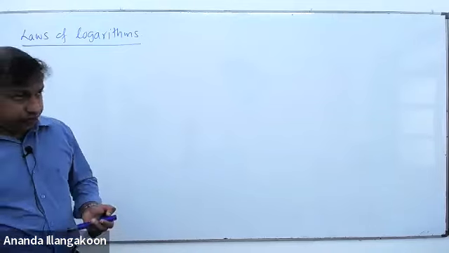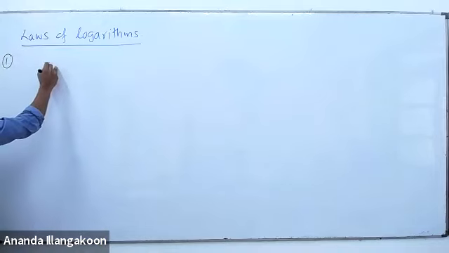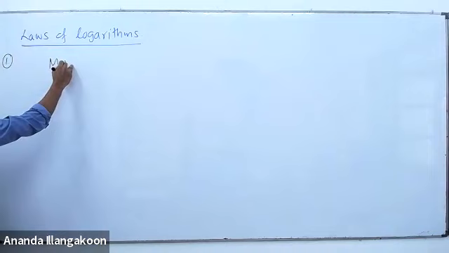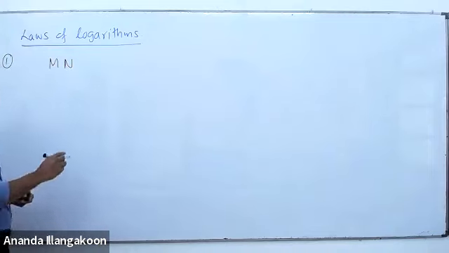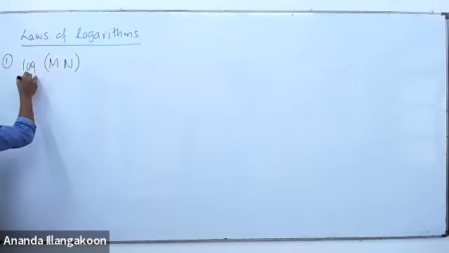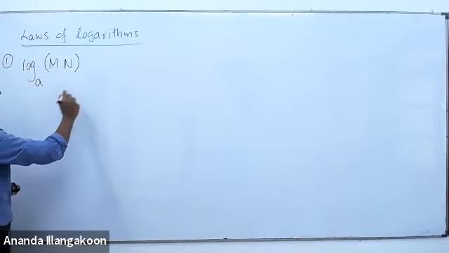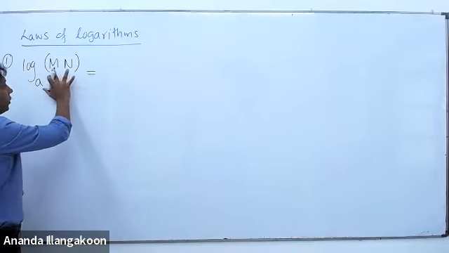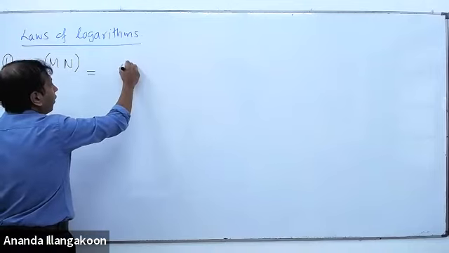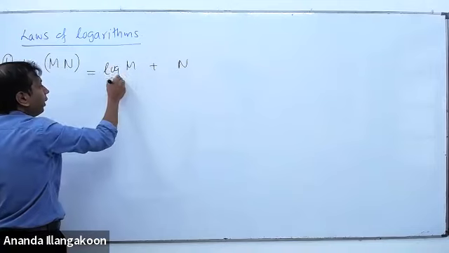The first law is this, people. We have two numbers, m and n. Of this product mn, we take log to the base a. See, on the left hand side we have a product. This law says this product can be written as a sum of the two log values of m and n, like this.